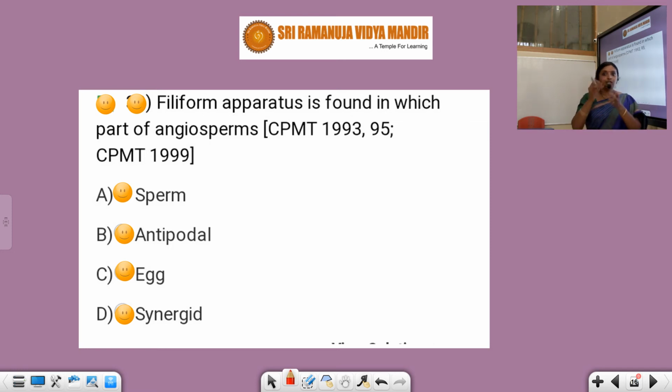When the pollen tube comes from the style, reaches the ovule, and goes toward the embryo sac, first it attacks the synergids. So the filiform apparatus, these finger-like projections, facilitates the growth of the pollen tube into the embryo sac. So where is this present? This apparatus is found in synergids. D is the answer.